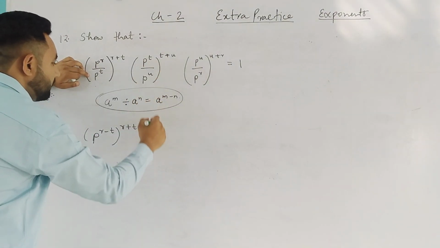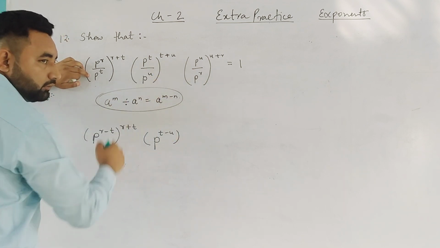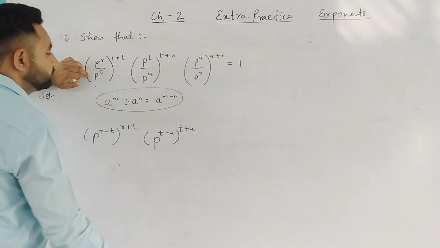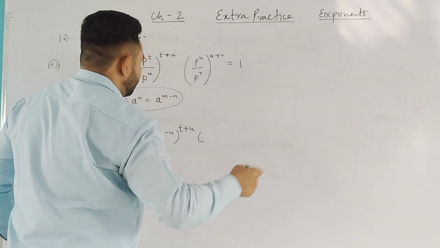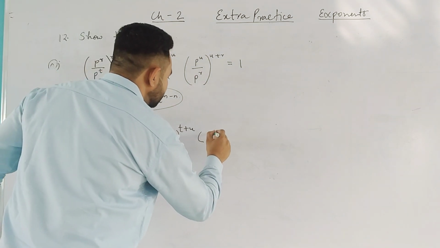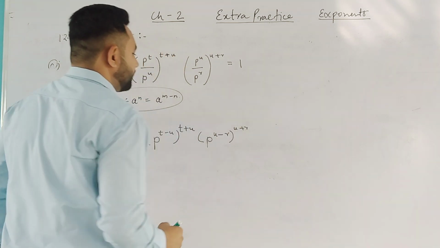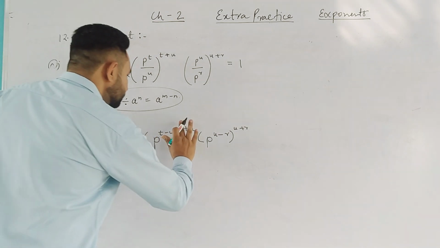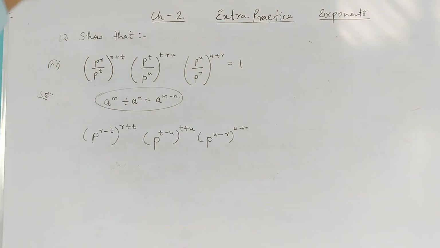Now p^(t−u) to the power t+u. Any problem? Now what will come in the last bracket? Both of you. p^(u−r), to the whole power u+r. Good. Okay. After doing till here, what will be our next step?